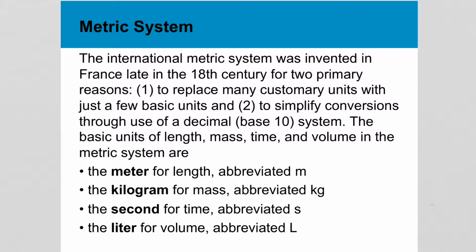So now you know. The basic units of length, mass, time, and volume in the metric system are meter for length, kilogram for mass, abbreviated kg, meter is m, second for time, which we abbreviate s, and liter for volume, abbreviated L. And everything else is just with prefixes, depending on if you're 10 or 100 or 1,000 or 1/10 or 1/1,000th or whatever.